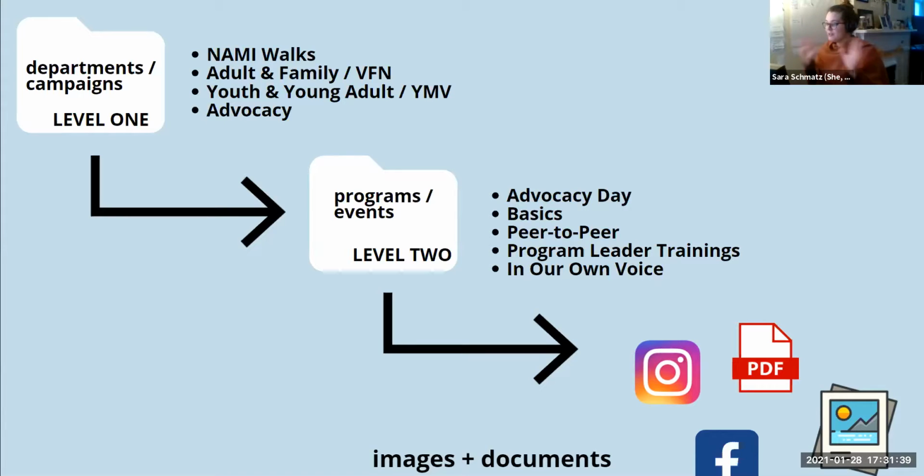I know that was a lot. So just to review and to kind of break down that folder structure one more time, our level 1 is departments and campaigns, things like NAMI Walks, Virginia Family Network, advocacy. Level 2 are programs and events within those departments and campaigns. So we've got Advocacy Day, NAMI Basics, peer-to-peer, maybe even a folder for In Our Own Voice.